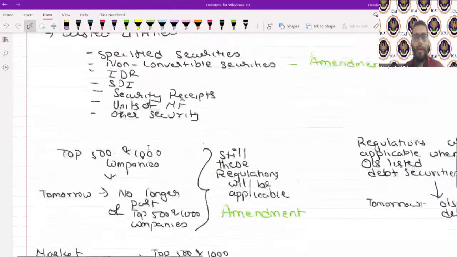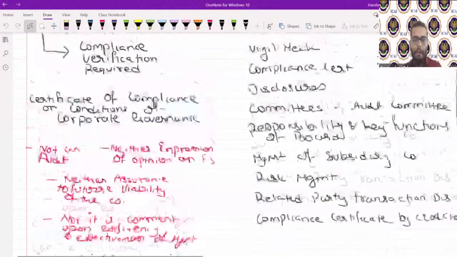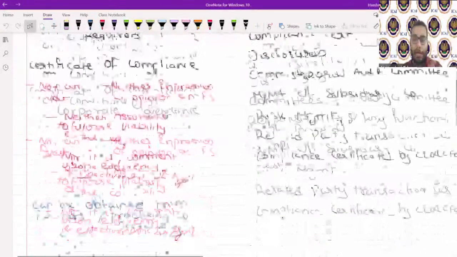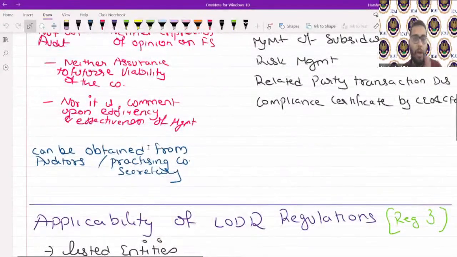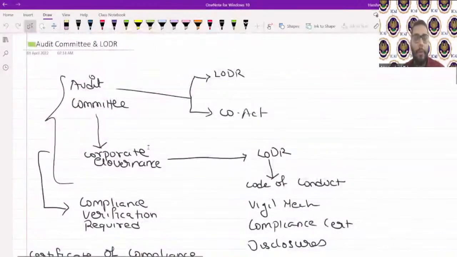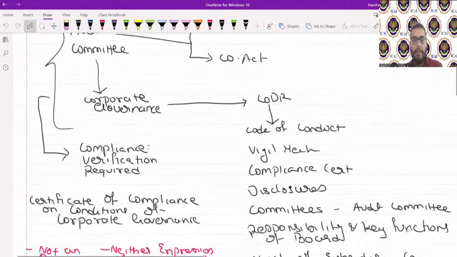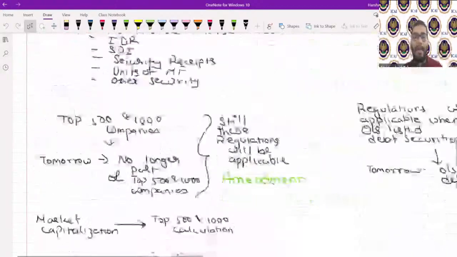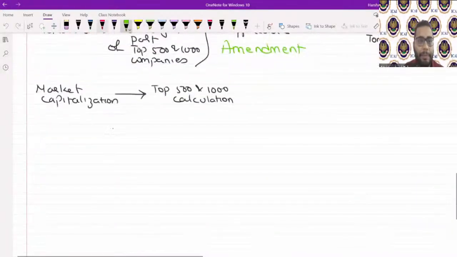Now, this was the application of LODR. Okay. Now we understood to whom the LODR is applicable, meaning application of LODR regulations related to corporate governance. Now, when I talk about corporate governance, we saw that there are various things: code of conduct, vigil mechanism, compliance certificate, disclosure, committees, and we'll discuss each item one by one. So these are the conditions of corporate governance that we are discussing.